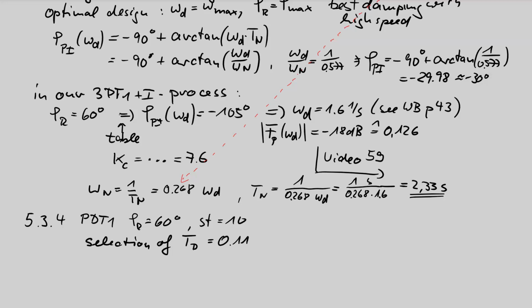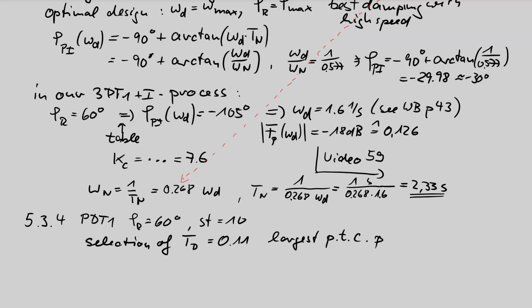So this could be then the largest process time constant. That comes from the fact that the PD replaced a zero with a pole, but the PI replaced the zero with an integrator, the PD with a new PT1. So this is easily done. Selection of TD is 0.11, the largest process time constant.